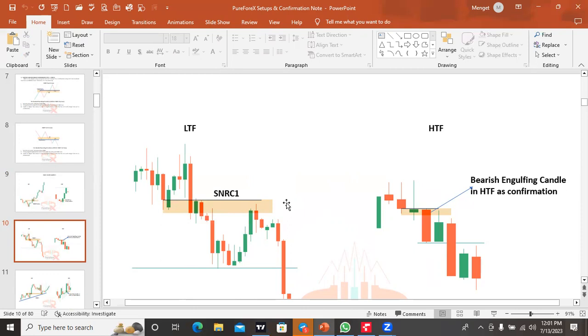We sell with confidence. We go to the lower time frame and sell this market with confidence, without fear or favor. What gives us that confidence is the confirmation on a higher time frame, which is what? Bearish engulfing candle. So let's continue, guys.